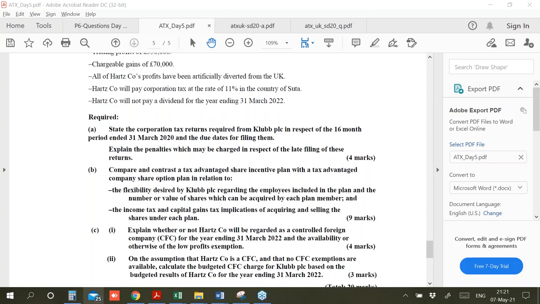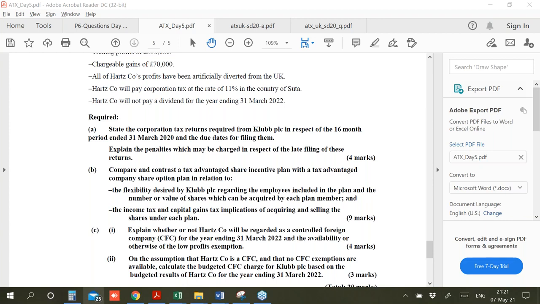In part C, explain whether or not Hardsco will be regarded as a CFC for the year ended 31st March 2022, and the availability or otherwise of the low profit exemption. So we discussed what a CFC is in yesterday's lecture as well. Today we have to tell whether or not the company will be regarded as a CFC.